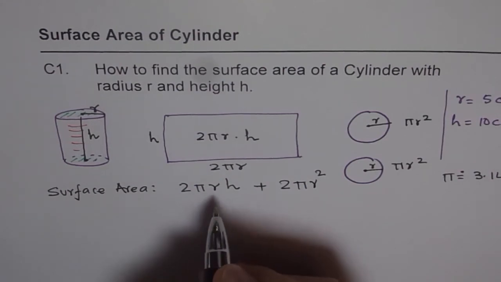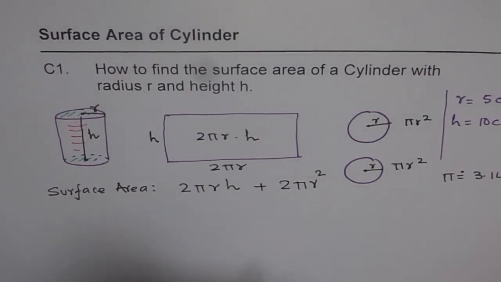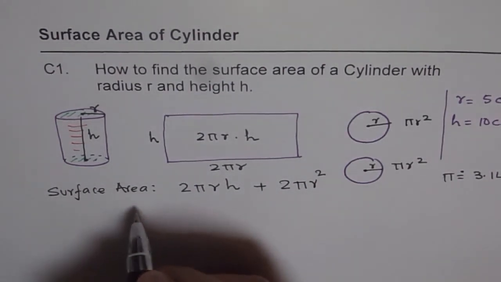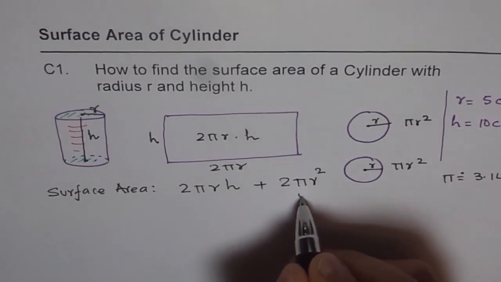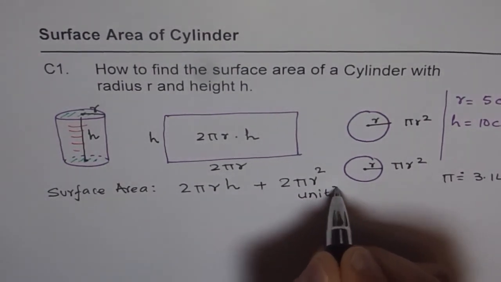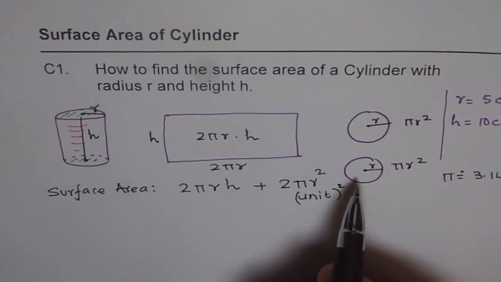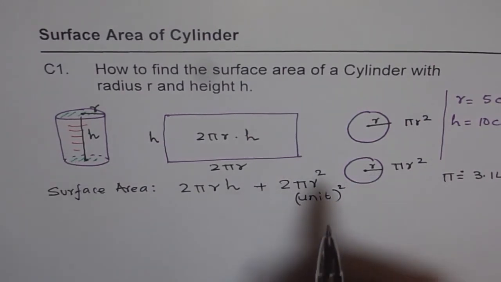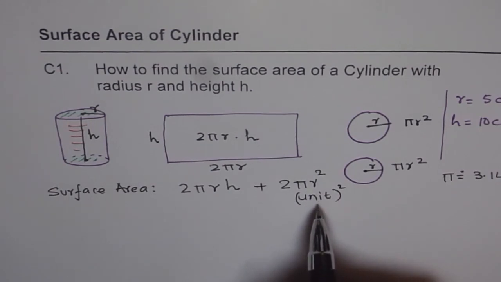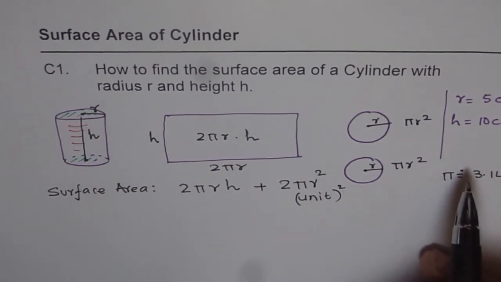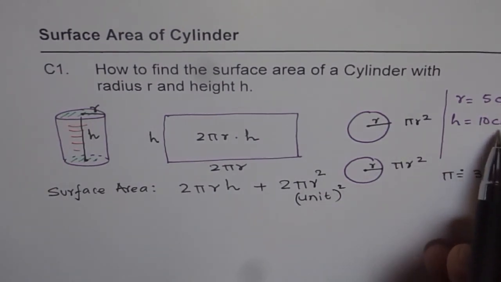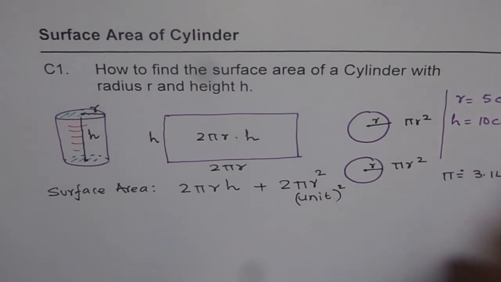And remember about units. What should be the units? In this case, I will write my units as unit square. So whatever the units of radius and height are, the square of that will be the unit for surface area. So don't forget to write down the units when you do the calculation. Units will be centimeter square. I hope that helps you to find the surface area for any cylinder from now onwards.